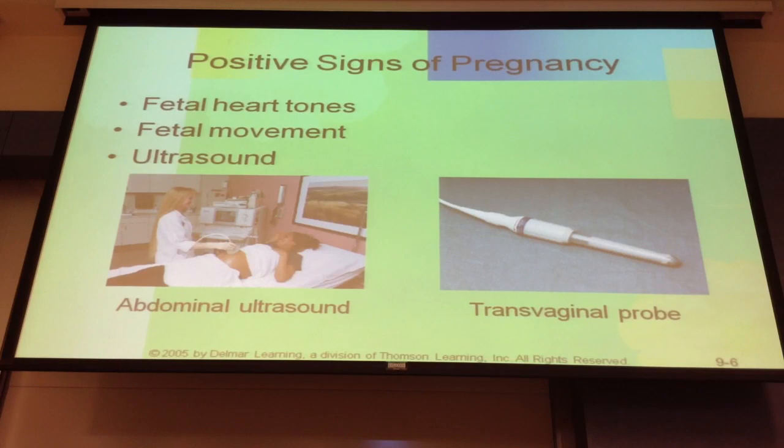Or the gold standard would be the ultrasound. We actually see a baby on a screen. And we can do it either by an abdominal scan, which is the old-fashioned way. We put some mineral oil on her belly and scan across this way. Or in the last couple decades, we've had the transvaginal probe, where it goes up into her vagina right next to that uterus, and you get a totally different perspective. Okay? So that is the only way to tell her she is truly pregnant.